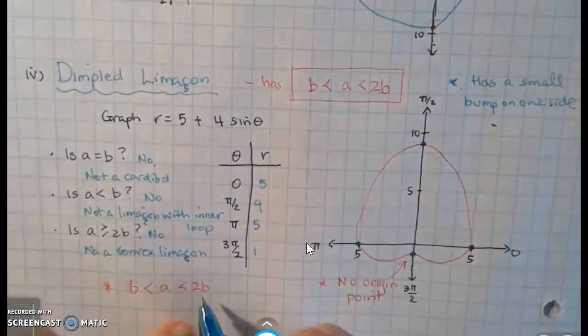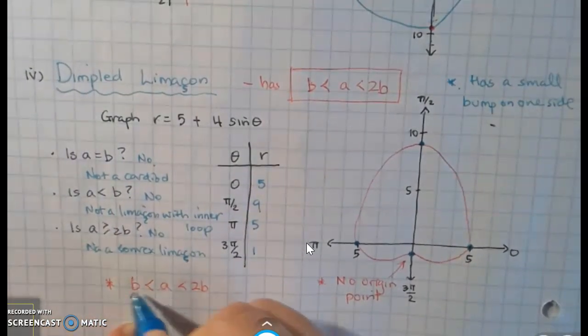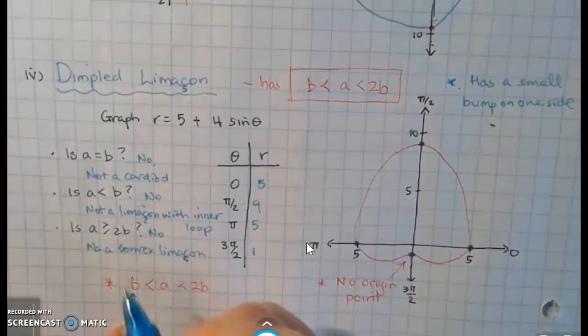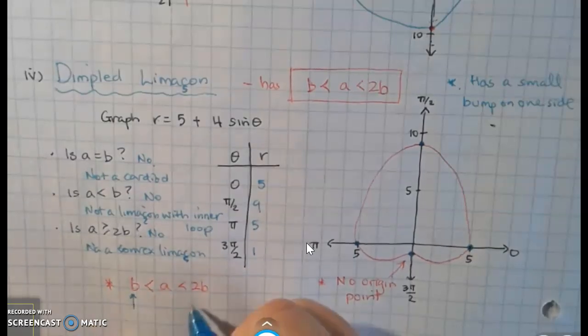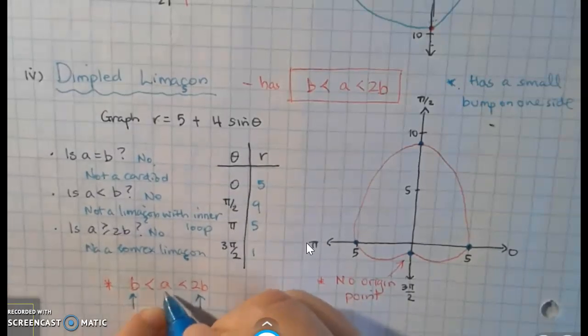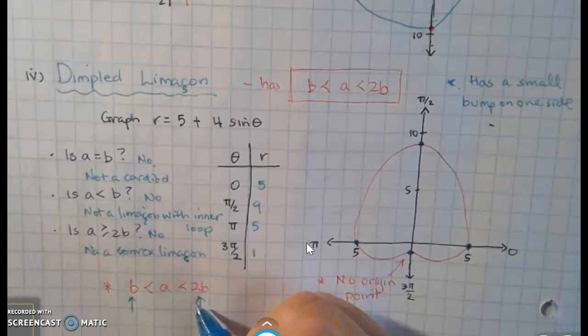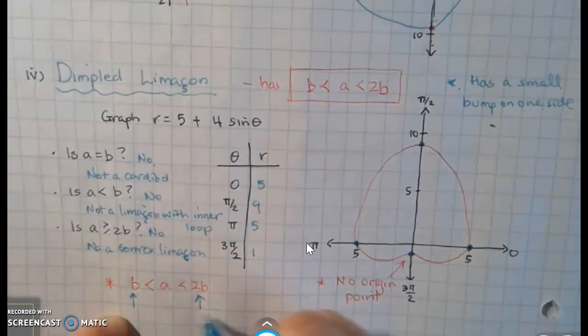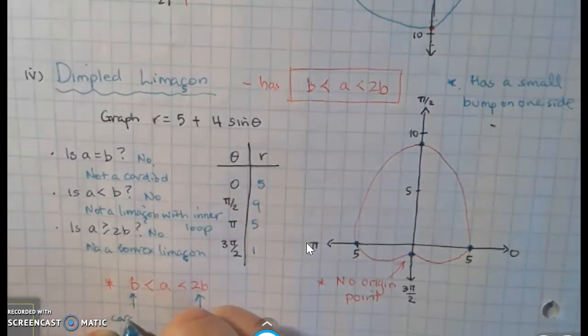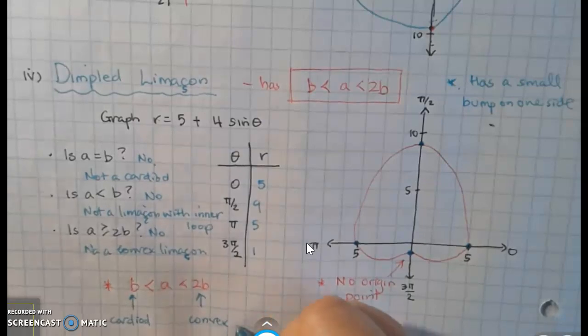If you can kind of picture this, remember this is good. If these two values are the same, then it's going to be a cardioid. And if a is bigger than 2b, then we're going to get a convex limaçon. So this is the cardioid, and this is the convex limaçon.